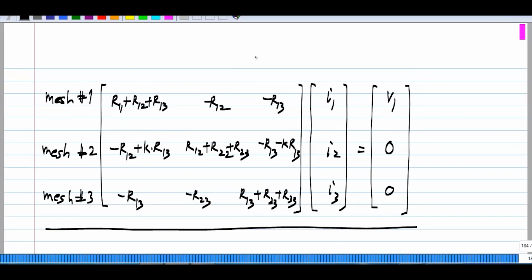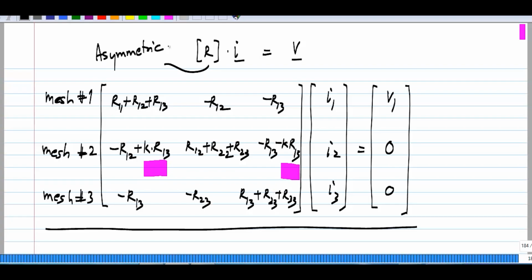These are the mesh equations for the circuit I showed. Now the control source appears here and there in the equations for the second mesh, as you expect, because the controlling source is part of only the second mesh. I have written it as R times I, the unknown vector, being equal to the independent voltage source vector. The important thing is that this R is asymmetric now.